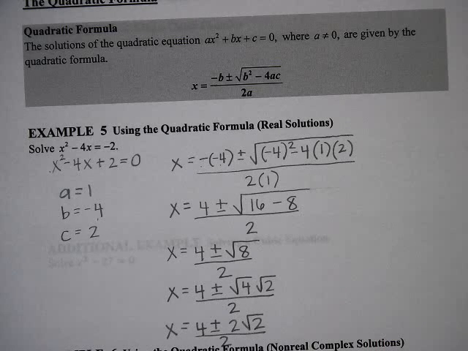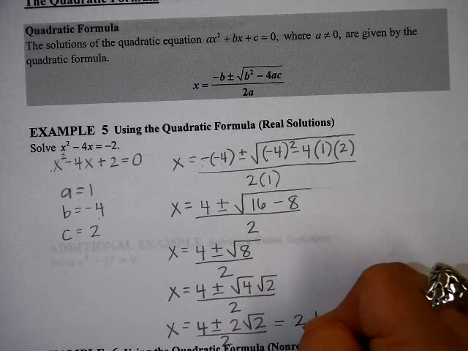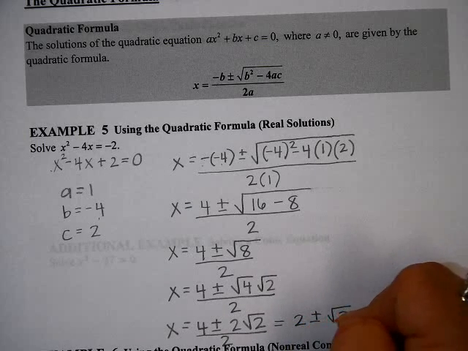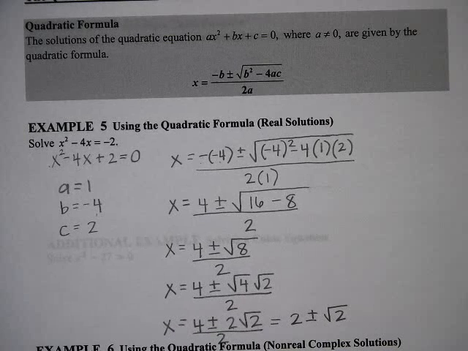So as you look at 4, 2, and 2, 2 will go into all three of those. So this will simplify to 2 plus or minus the square root of 2, because 2 will go into 4 2 times, 2 will go into 2 one time, and 2 will go into 2 one time. So your final answer for example 5 is 2 plus or minus the square root of 2.